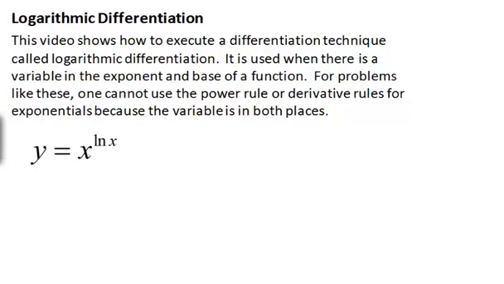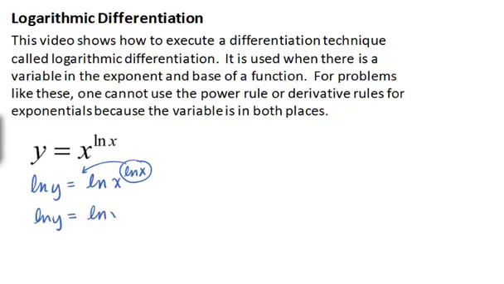And the way we do that in most cases is by taking the natural log of each side. So if I take the natural log of y and I take the natural log of x to the natural log of x, using properties of logarithms, I can now bring this down out in front. So the natural log of y is equal to the natural log of x times the natural log of x.